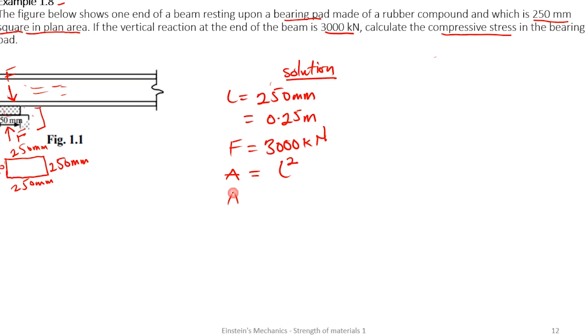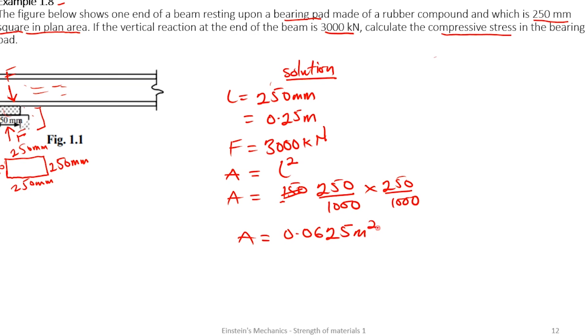That's the length times the length, because any length is equal to the other length. So we can have the area to be 250 on 1000, because I want to convert this to meters. Multiply another 250 on 1000. And what am I getting for the area? I'm getting the area to be 0.0625 meter square for the area. So I have my area, I have my force. I can calculate for my compressive stress.